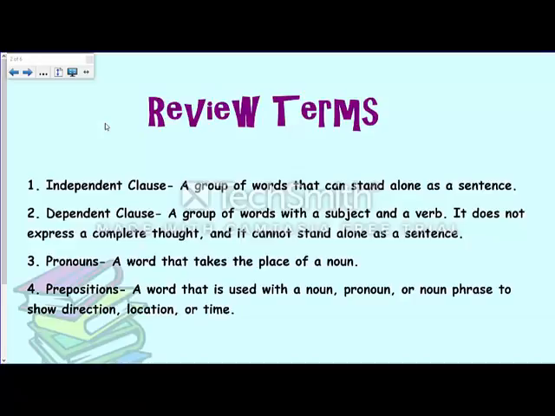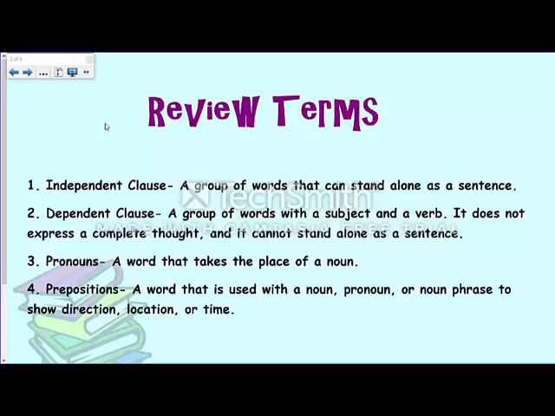Number 4 is preposition, a word that is used with a noun, pronoun, or noun phrase to show direction, location, or time. So under is a preposition. For example, the cleaning supplies is under the sink. Under being my preposition, it's showing location. You're telling someone the location of the cleaning supplies.